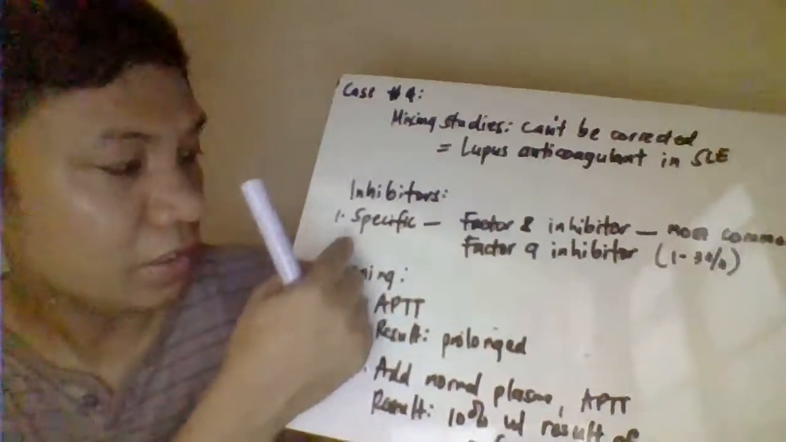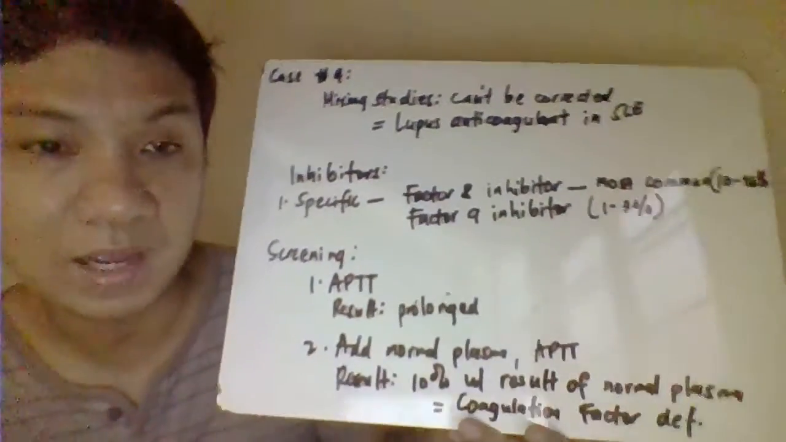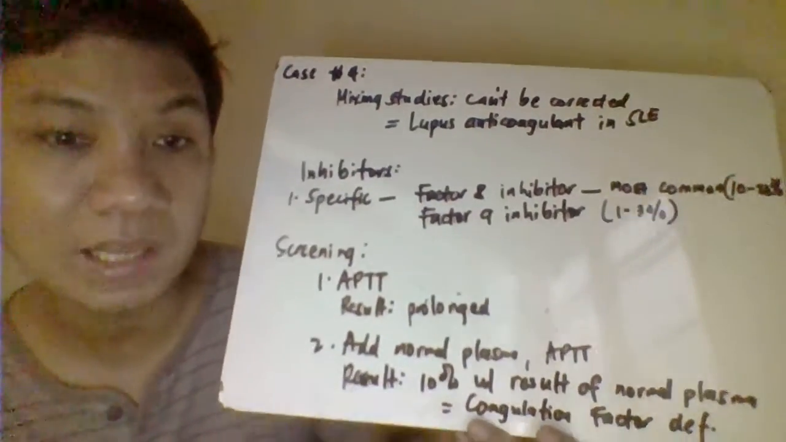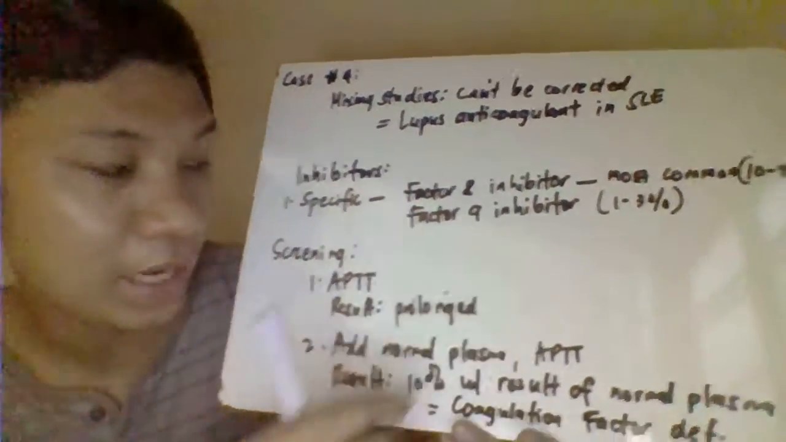Kahit salin ka ng salin, eventually kahit salin ka ng salin ng factor 8 concentrate, magiging wala siyang effect because of that. Your non-specific naman na inhibitor, like for example this one, lupus anticoagulant, because it try to react to the different phospholipid component in our body. Hindi siya ganun ka-specific to each specific na factor lang.